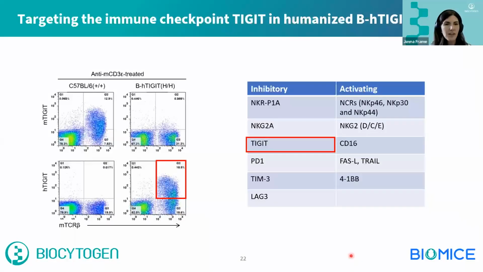In addition to NKG2A and as well as PD-1, another inhibitory checkpoint that can be targeted on NK cells is TIGIT. So in order to test novel TIGIT therapeutics, we generated humanized TIGIT mice. So this flow graph is just an example of where we validated human TIGIT expression, shown here in the red box. And as you can see, the human expression is exclusively restricted to the humanized TIGIT model.